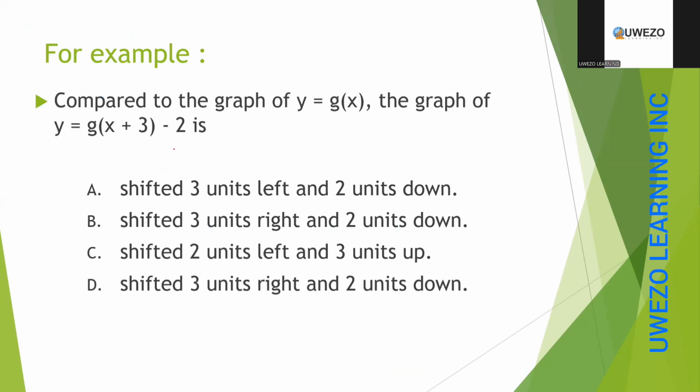For example, if there is a function g of x and we apply translations and the new function is g of (x plus 3) minus 2, that means the graph goes down by 2 units. So you could eliminate option C. And then adding a positive constant 3 would actually shift the graph 3 units left. Hence, our answer is A.